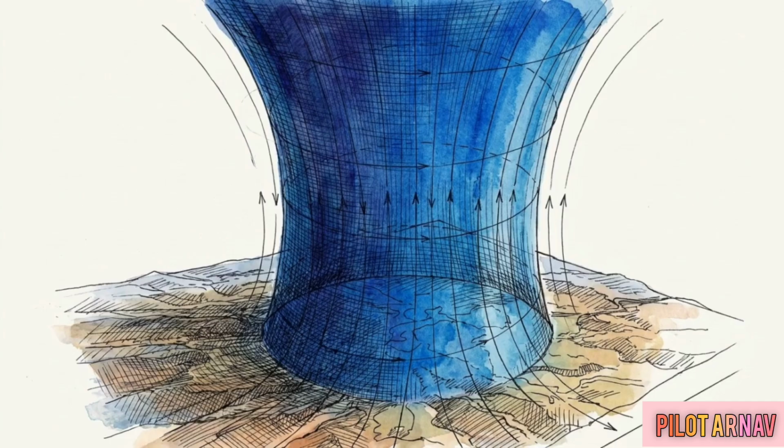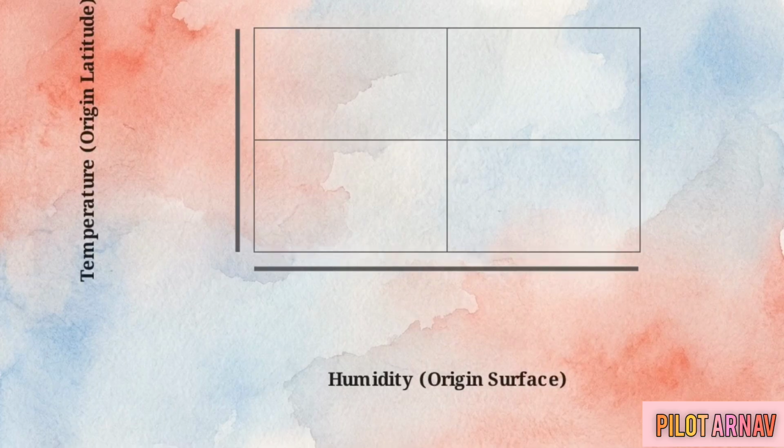This is a body of air covering thousands of square kilometers, where the horizontal and vertical distribution is almost entirely uniform. The temperature and humidity of an air mass are inherited from its geographical origin. We can map it out using a matrix of temperature against humidity.